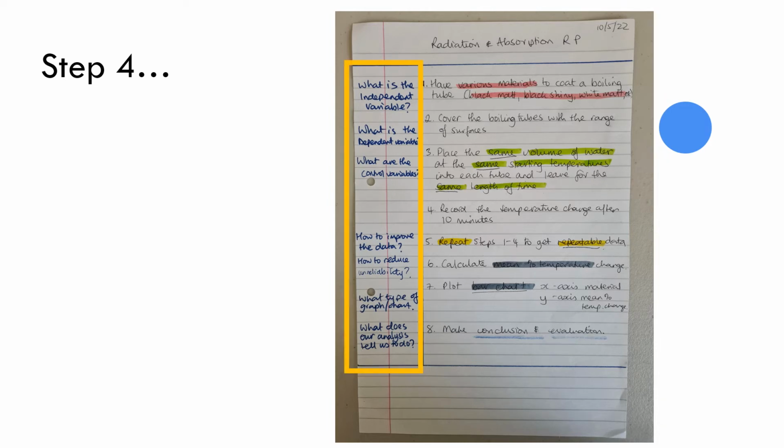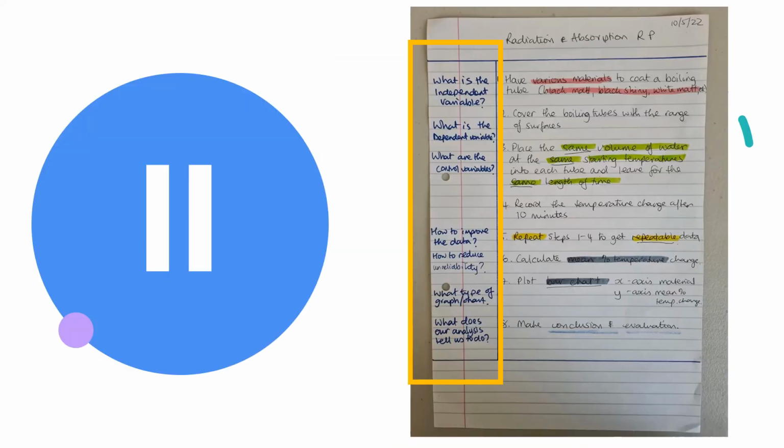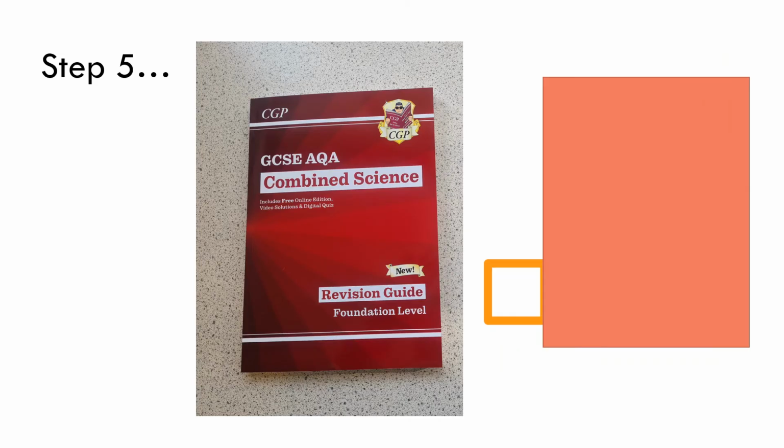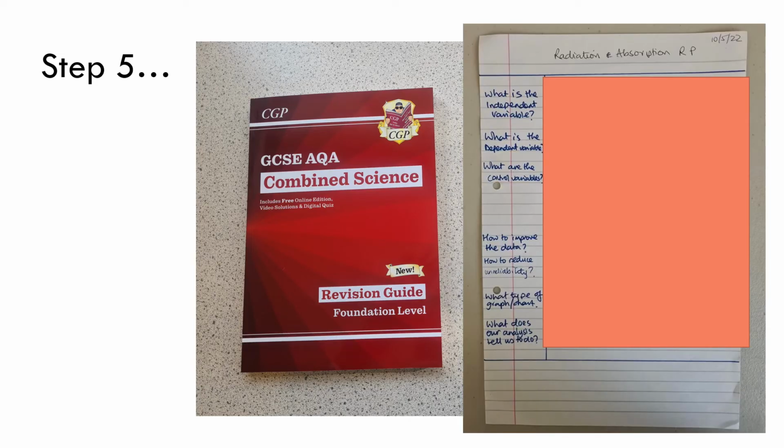Step 5. Once you have completed this, you can cover the key points and see if you can recall the information using only the keywords or clues that you have listed. You have now made an interactive revision tool.